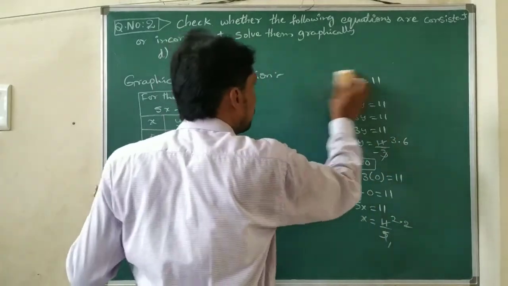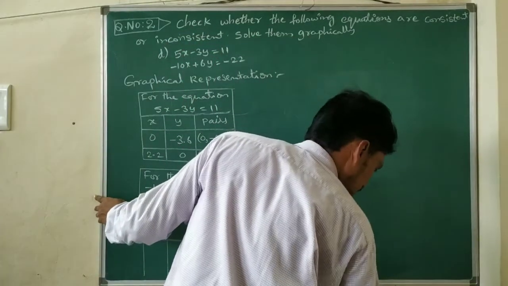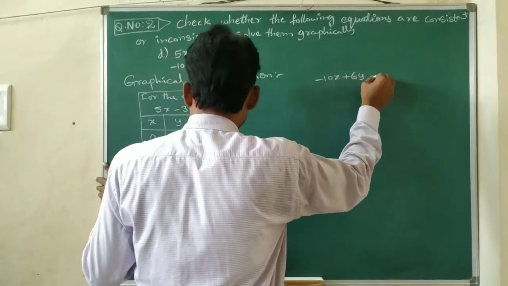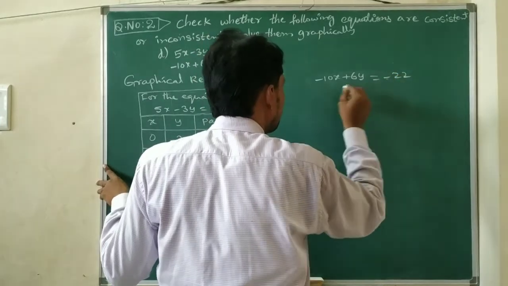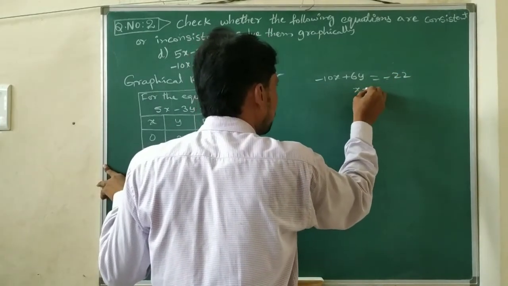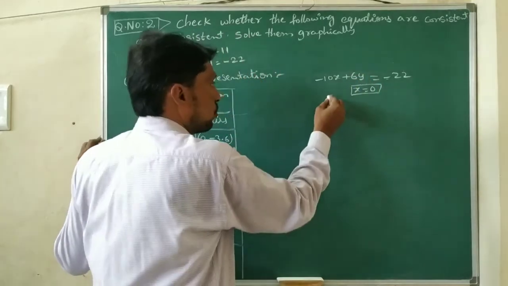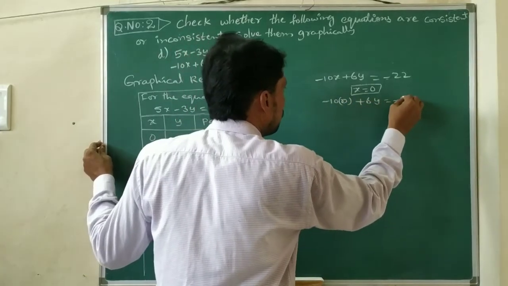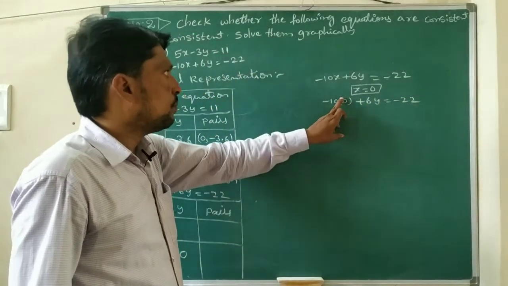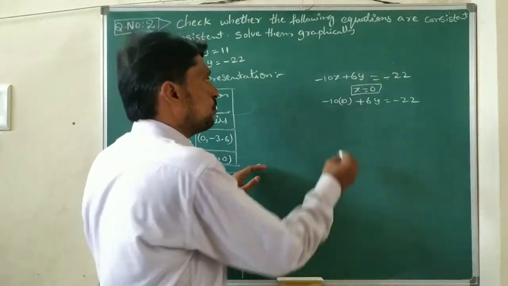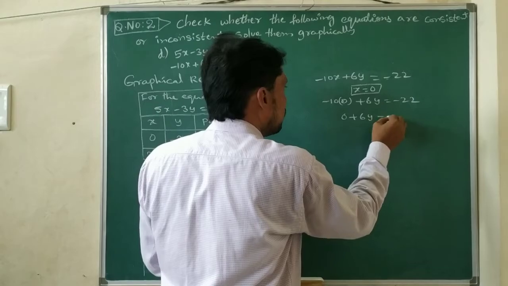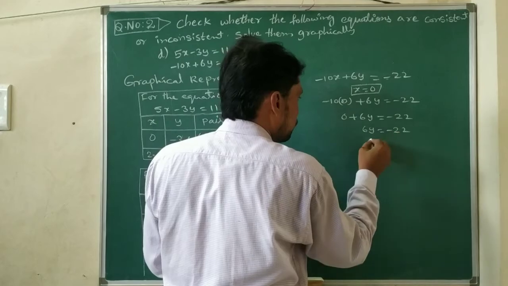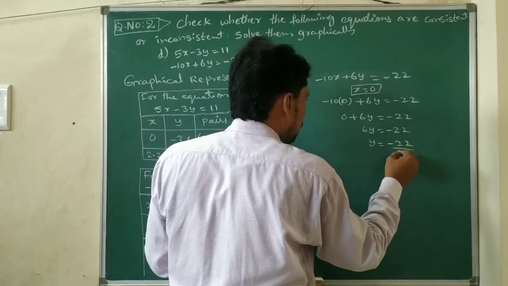Now here, the given equation once you can see: minus 10x plus 6y equal to minus 22. So my x we are assuming as 0, x equal to 0. So it becomes minus 10 into 0 plus 6y equal to minus 22. So minus 10 into 0 it will be 0. 0 plus 6y we can get 6y equal to minus 22. y equal to minus 22 by 6.